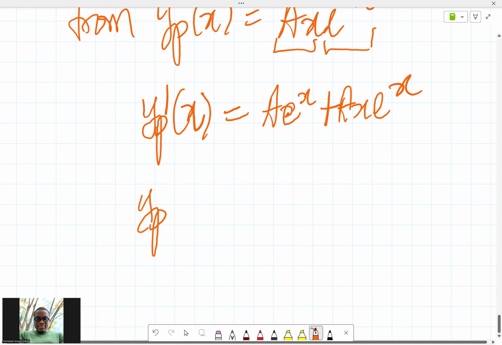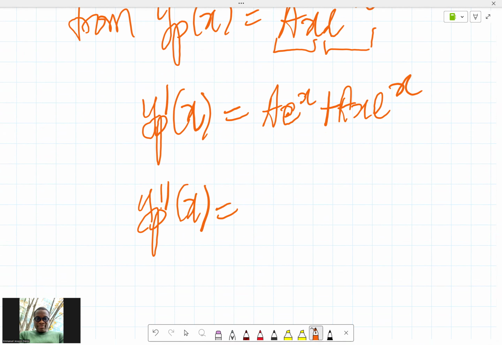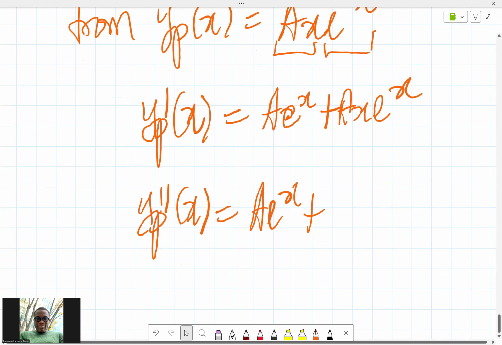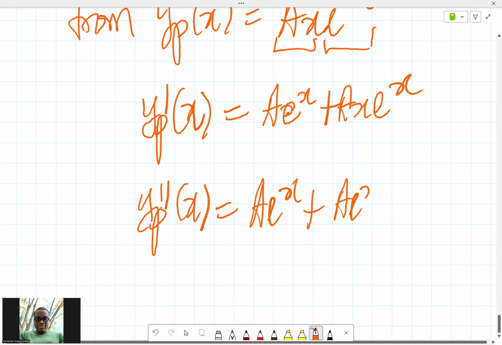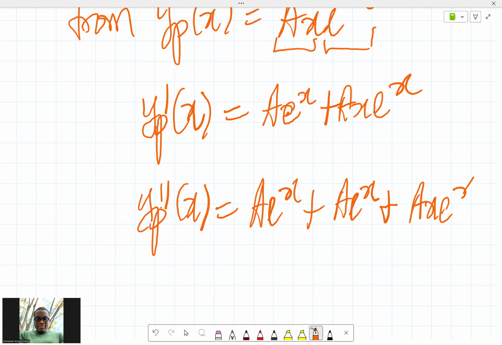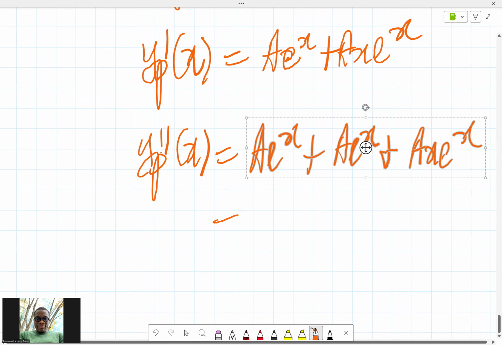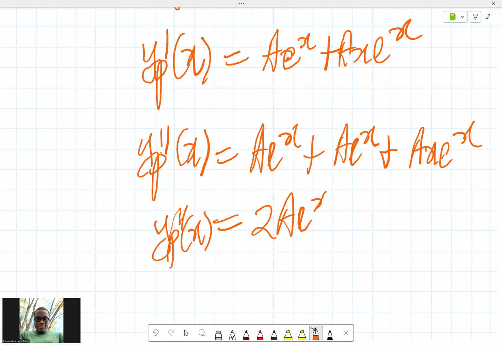Then for yp prime prime of x, differentiate A e raised power x and you have just A e raised power x, plus this one gives us what happened before. So differentiate x, you get A e raised power x again, and then differentiate e raised power x, you get A x e raised power x. So yp prime prime of x is equal to 2A e raised power x plus A x e raised power x.